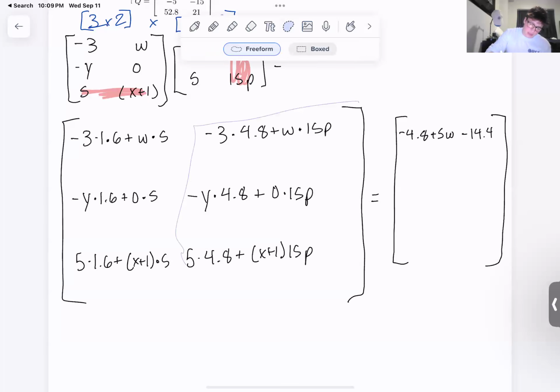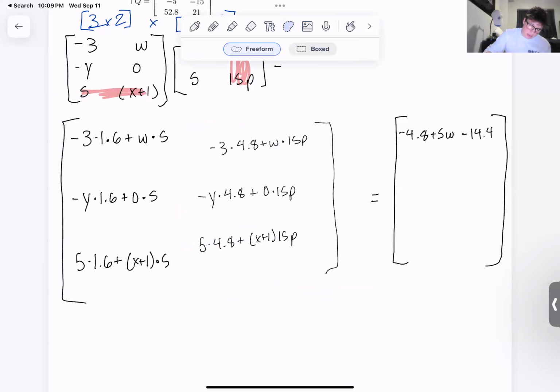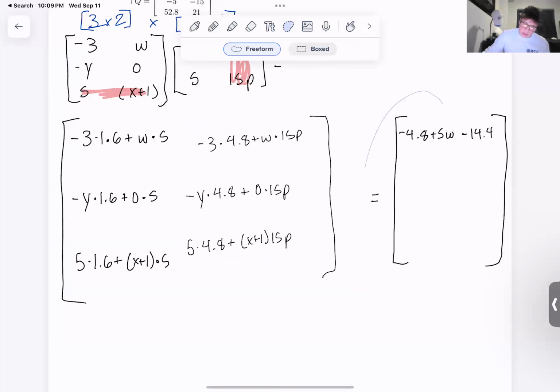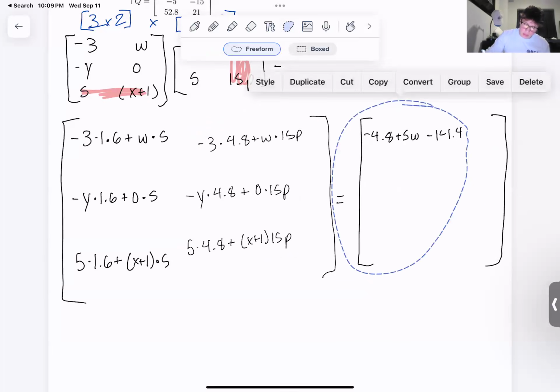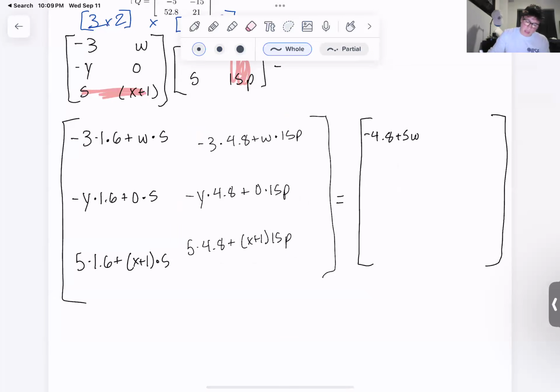I need to make this a little bit smaller, actually. Okay. Oops. There we go. That gives us a little bit more room. Okay.